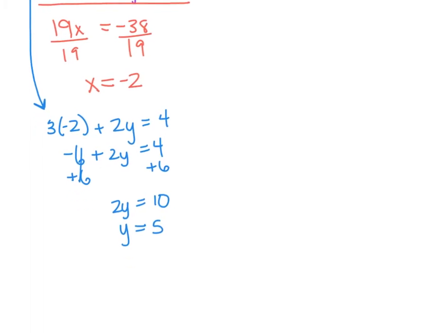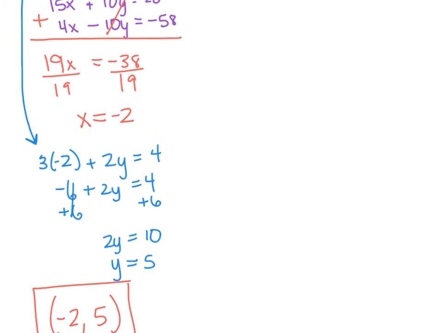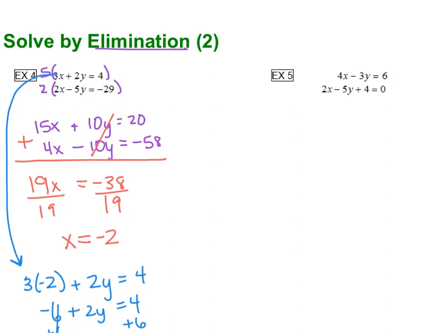How do we represent our answer? As an ordered pair, the x is a negative 2, the y is a 5. That is our solution. All right, next one.